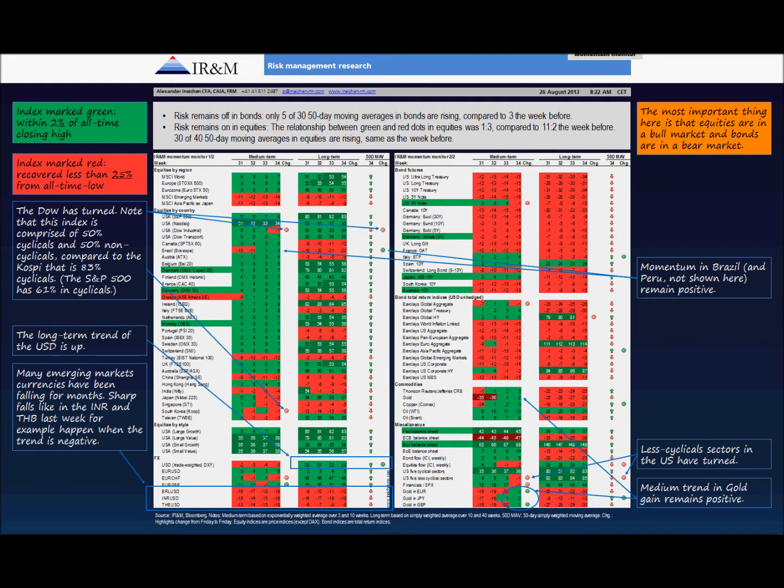Hi, this is the first page of the Momentum Monitor. What it shows is medium and long-term trends. These numbers here are the weeks. So last week was the 34th week.